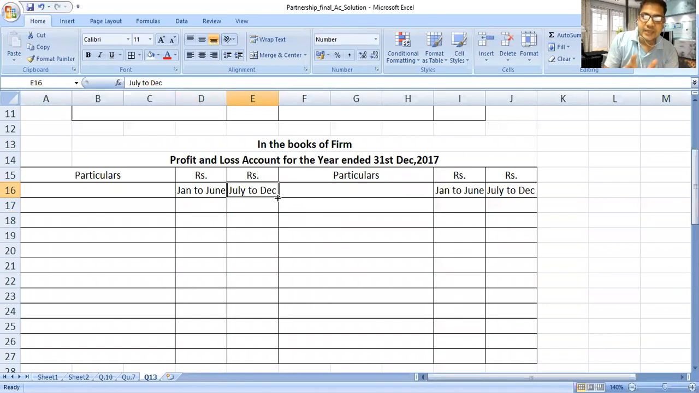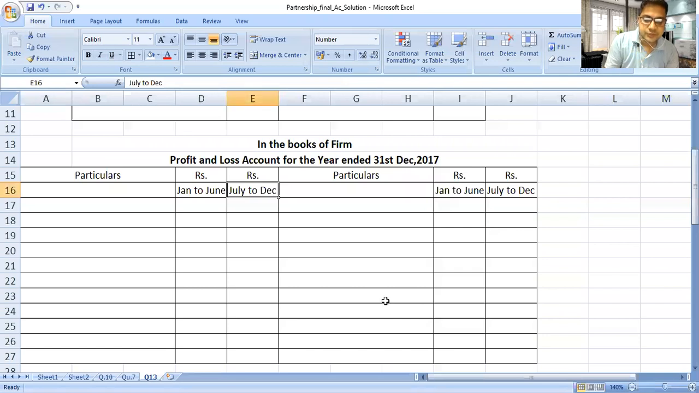It means C has been admitted on 1st July. So from July to December, whatever expenses are created, we have to show separately. In January to June, C was not there, only A and B were there. Therefore we have to consider January to June, these 6 months, and July to December, these 6 months, that is before admission and after admission. This particular profit and loss account we will prepare.